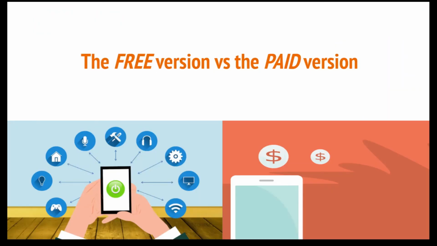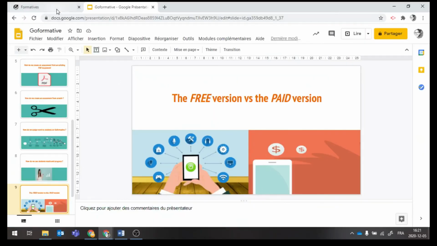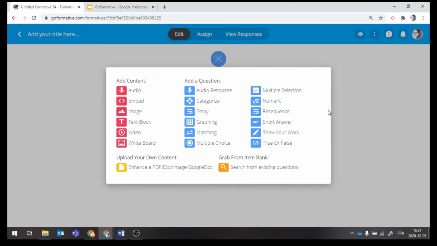So the last thing I wanted to cover in this tutorial was to talk about the free version versus the paid version of GoFormative. The difference will be, of course, about the content that you will get in your content box. Okay, so I will show you. So here in our content box, in the free version, you will have this button, the embed button. You will have the image. You will have the text block, the video, and the whiteboard.